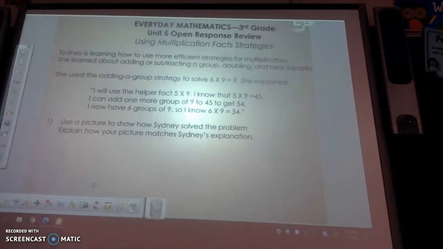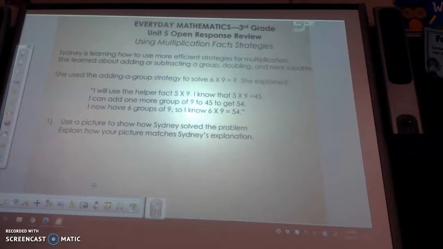So the first, let me just go over it with you. It says Cindy is learning how to use more efficient strategies for multiplication. She learned about adding or subtracting a group, doubling and near squares. She used the adding a group strategy to solve 6 times 9. She explained, I will use the helper fact 5 times 9. I know that 5 times 9 is 45. I can add one more group of 9 to 45 to get 54. I now have 6 groups of 9, so I know 6 times 9 is equal to 54.